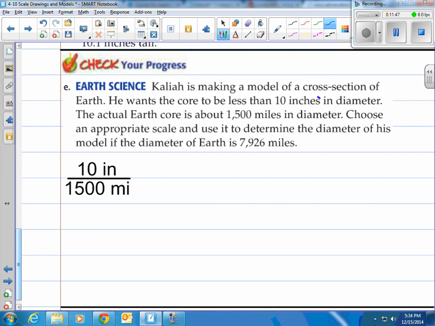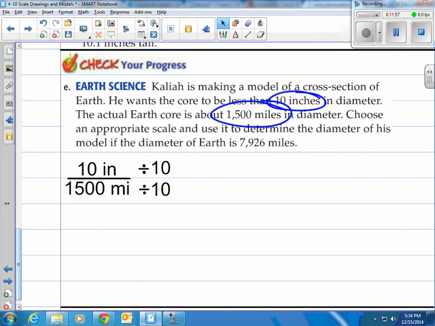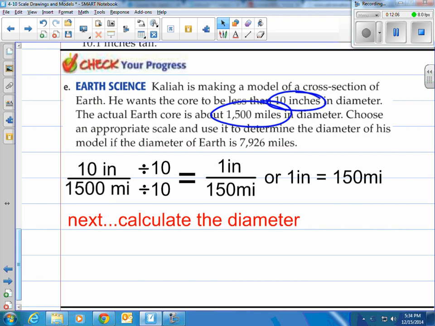Now, using exactly what we did previously, step 1 is, let's find the scale using this 10 inches. So we take our 10 inches here, and we place it over our 1,500 miles. And when we do that, we still have to divide by 10 because the top is not 1. And we end up with 1 over 150, which means 1 inch is actually 150 miles.